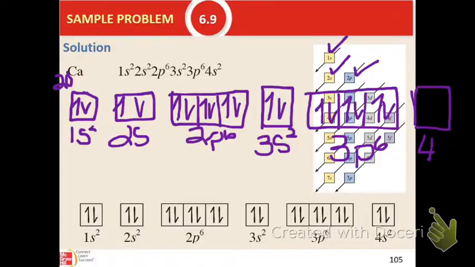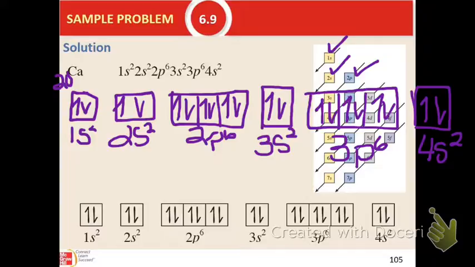So 4s2, opposite spins. My electron configuration would be 1s2, 2s2, 2p6, 3s2, 3p6, and 4s2. That's the electron configuration for calcium. You would add up your little superscripts up top and make sure they all add to give you 20, and that can help you know that you got it correct.